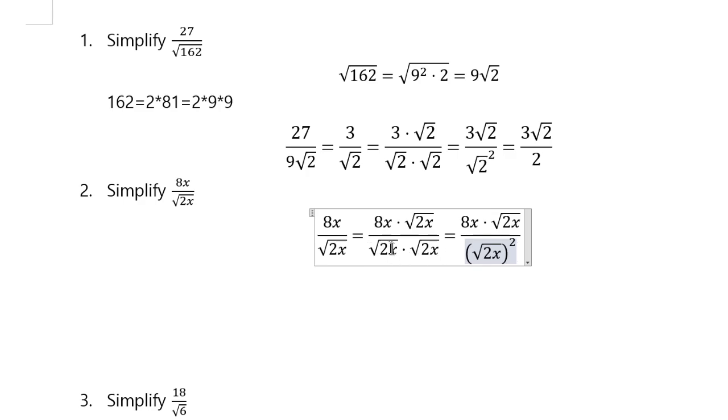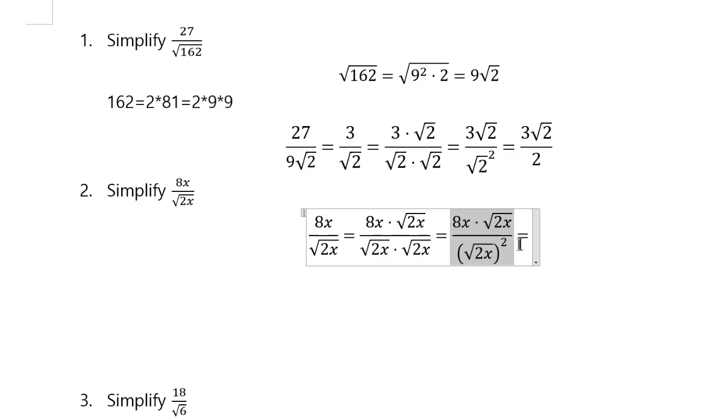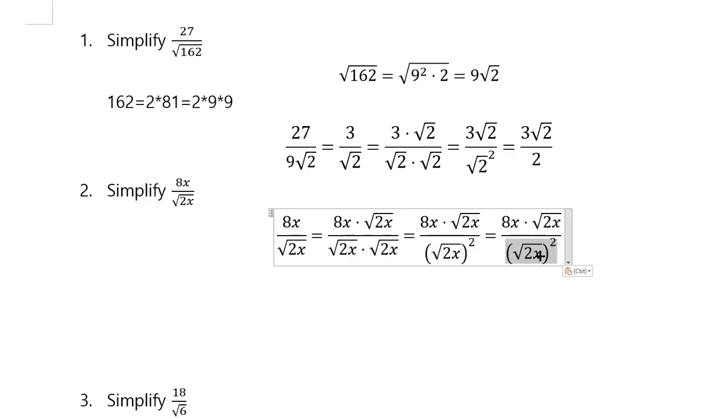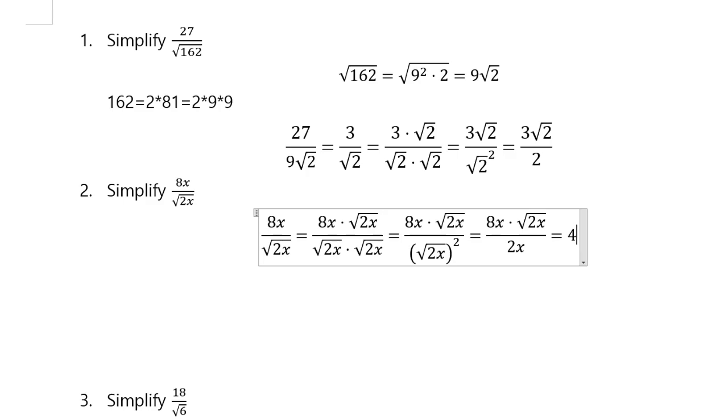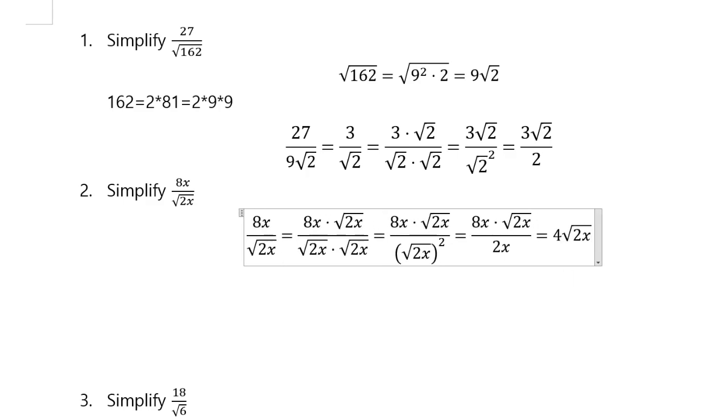So this square root of 2x times square root of 2x is square root of 2x squared. And a square can cancel the square root, leaving you with the same thing on top, but now the denominator is changed to just 2x. Okay, now you look at the things you can cancel. x and x can cancel. You can divide top and bottom by x. You can also divide top and bottom by 2. And the result is that you just get 4 square root of 2x. That's because 8 divided by 2 is 4, x canceled, and that's all you have. So that's the simplified version of this.